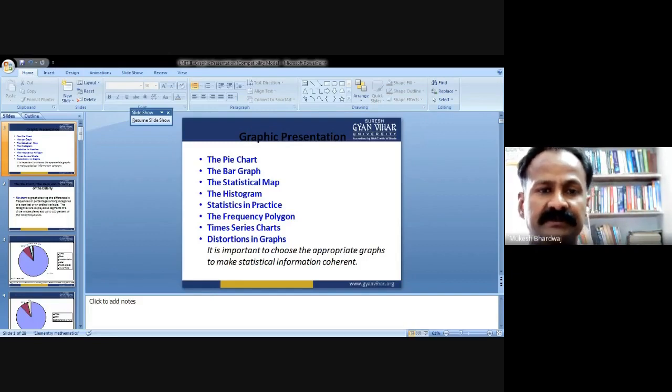Time series chart. Again, this is a method of representing the data. Time series chart, a graph displaying changes in variables at different points in time. It shows time measured in units such as years or months on the horizontal axis and the frequency, percentage or rates of another variable on the vertical axis.